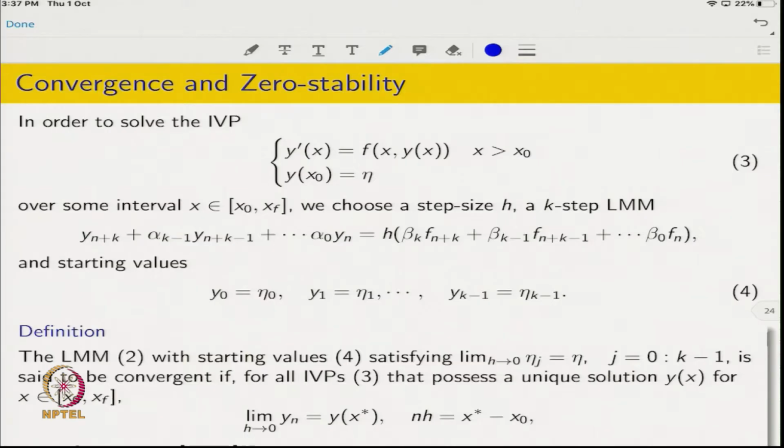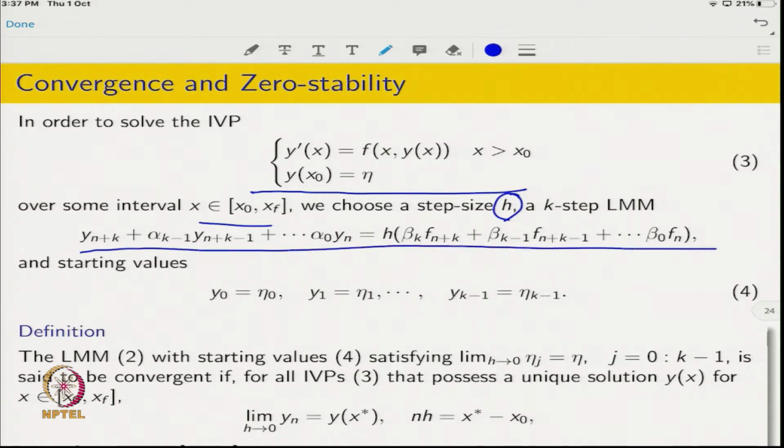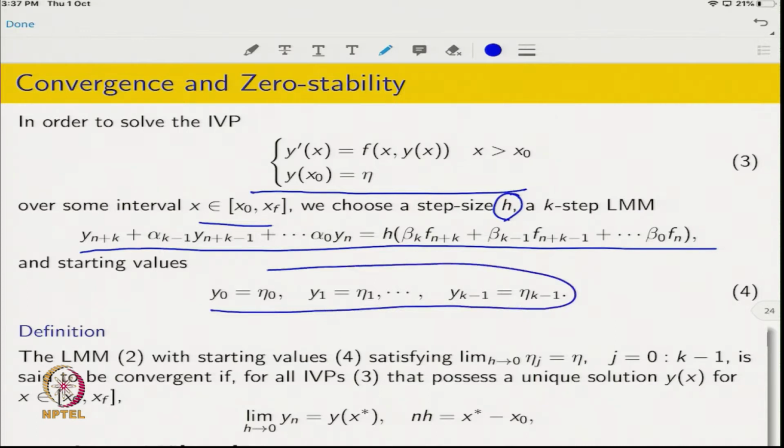So, in order to solve the following initial value problem, IVP, for some interval, we choose a step size h. A k-step linear multi-step method will take the following form, with the following starting values. So, why are we defining these many starting values? So, here is the point which you can observe very carefully.